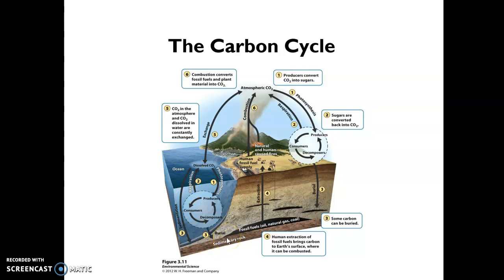Okay, so there are several ways in which humans have affected the carbon cycle. One of them is from extracting fossil fuels that have been buried. So carbon that's been buried for millions of years is suddenly burned, combusted, and then that CO2 is added to the atmosphere. And that's CO2 that has not been in the atmosphere for millions of years. So that increases the total amount of CO2 in the atmosphere.